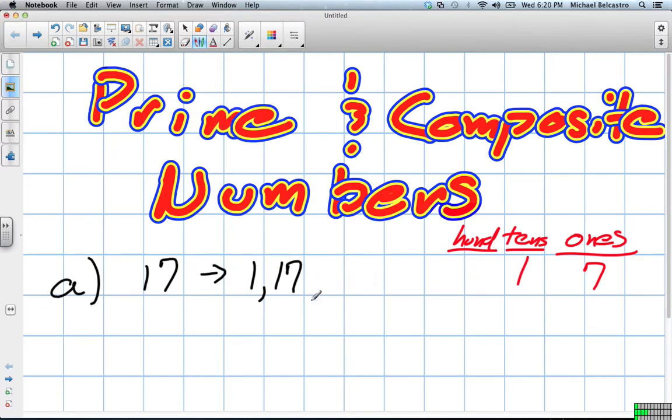The trick for 3, to tell if 3 goes into a number, is you add the digits together. If you add them together and that's a number 3 goes into, then 3 goes into it. So if I add these together, what do I get? 8. Does 3 go into 8? No, 3 doesn't go into this. For 4, I don't know a trick off the top of my head.